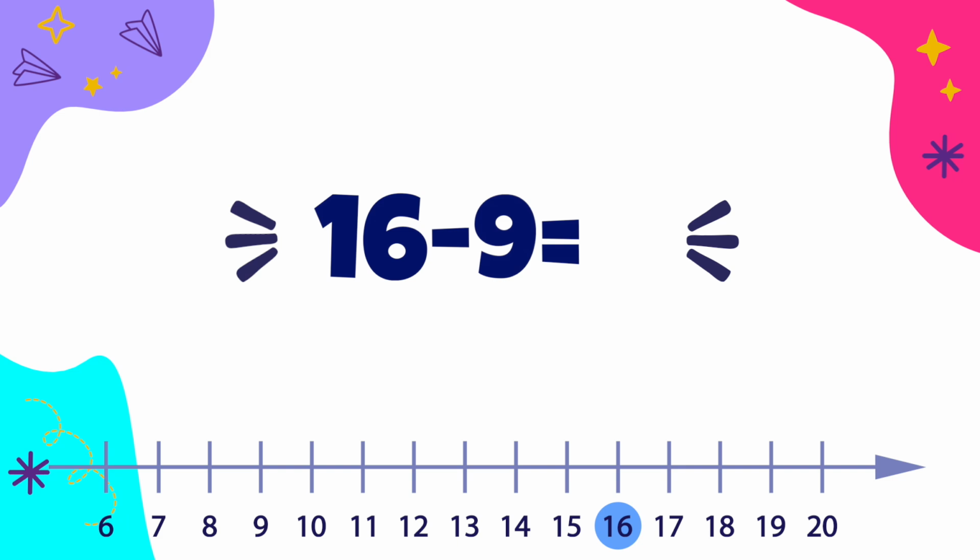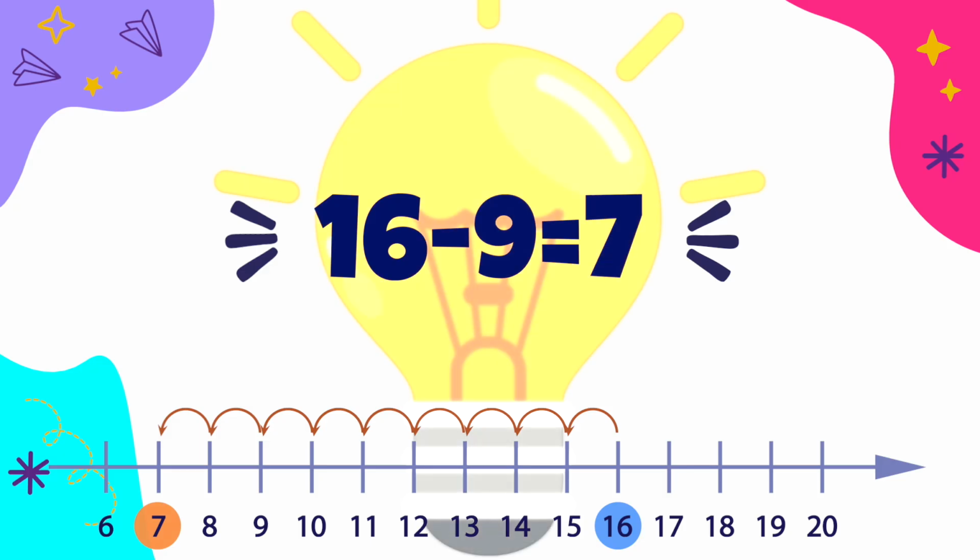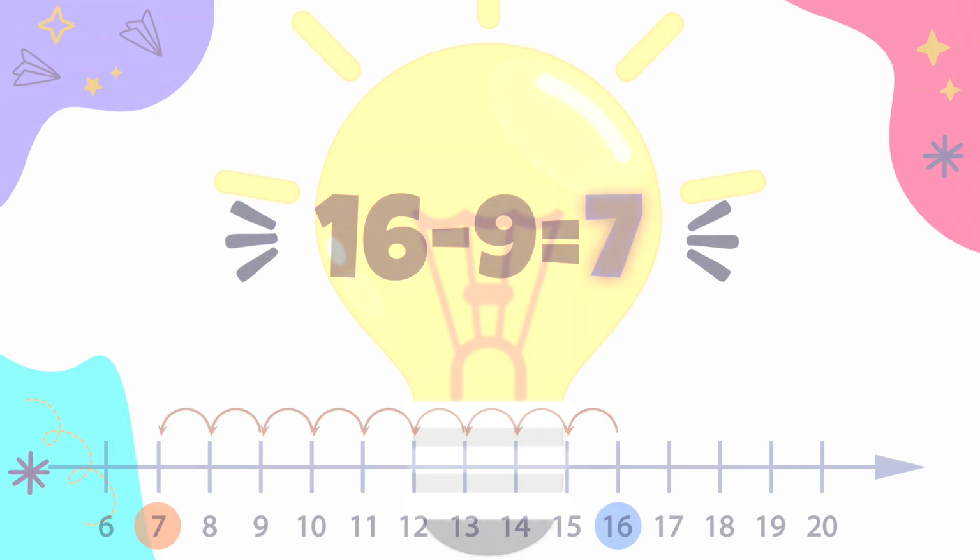Ready to check the answer? We landed on 7. So 16 minus 9 equals 7. Remember, start at the first number. Move left to subtract. Count your jumps carefully.